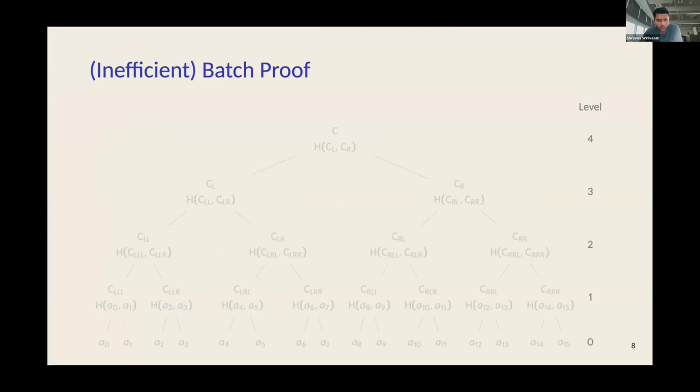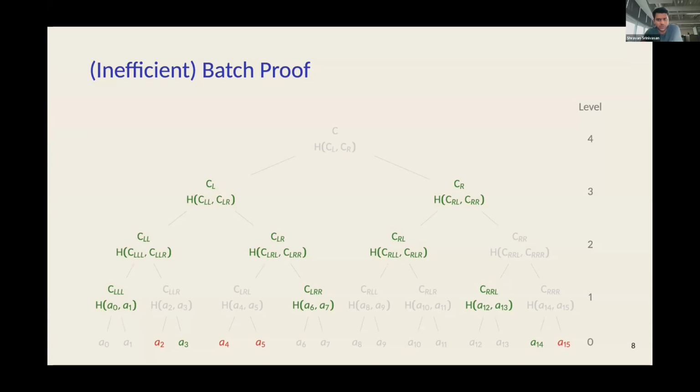So let me start with the notion of the naive batch proofs. Say that you want to compute a batch proof for elements A2, A4, A5, and A15. The most obvious naive approach is to just concatenate the membership proofs of A2, the membership proofs of A4 and A5, and the membership proofs of A15. So this is going to be a naive batch proof, but it doesn't meet the efficiency requirement. However, I'm going to use this as a running example for the sake of illustration for the rest of my talk.